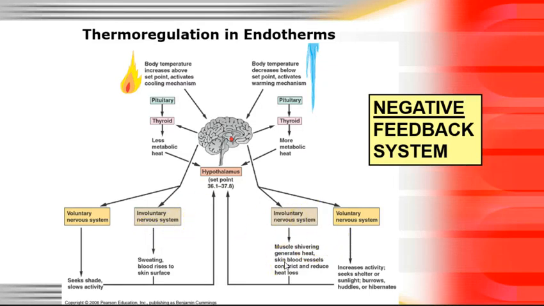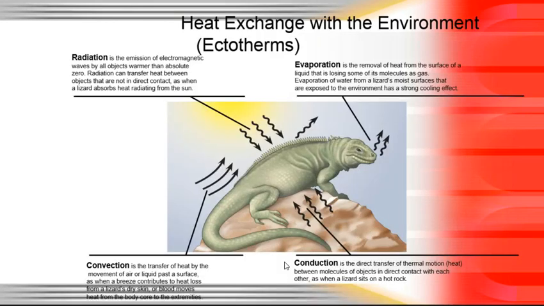And again, we'll talk about the nervous system later on in the course. Okay, so heat exchange with the environment. Let's start with ectotherms, right? Because remember, they're dependent on this heat exchange. So there are really 4 big strategies. There's radiation, there's evaporation, conduction, and convection.